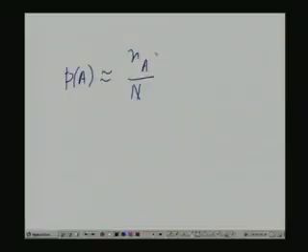I have taken so many samples, and out of those outcomes, only on N_A occasions I got A. So, if capital N is large, then this ratio does not change its value even if you take more and more outcomes. That is the classical interpretation of probability, called the frequency interpretation.